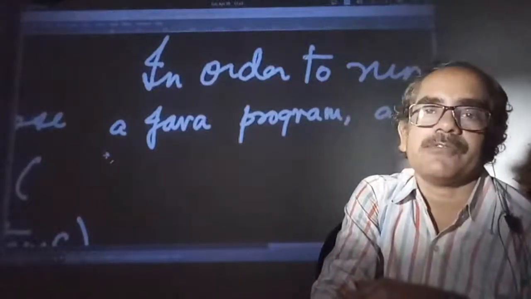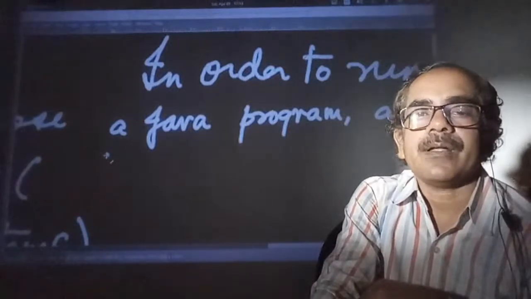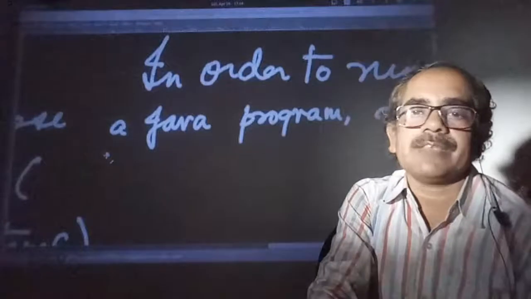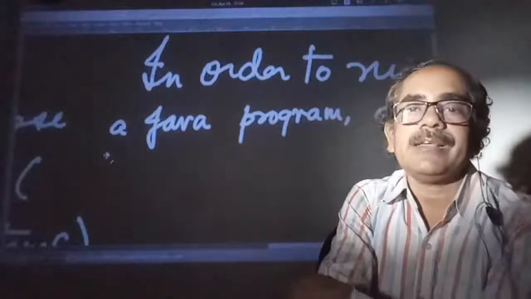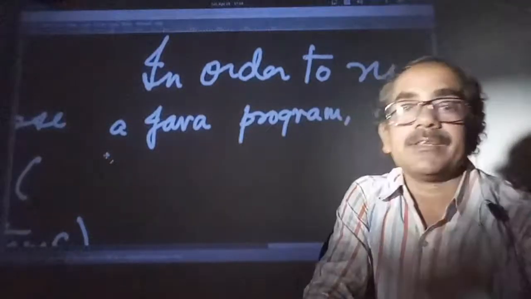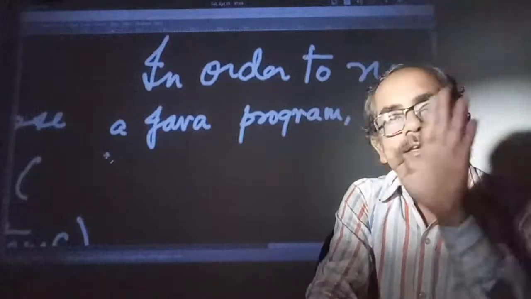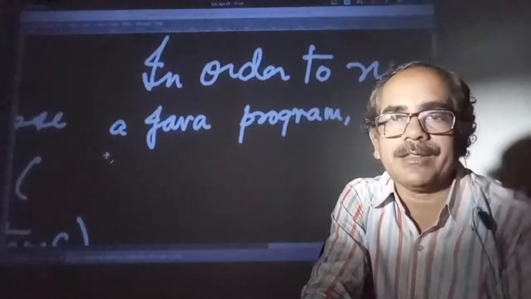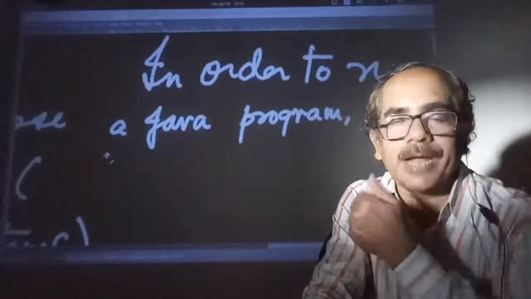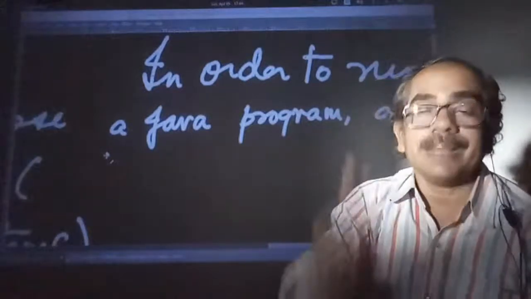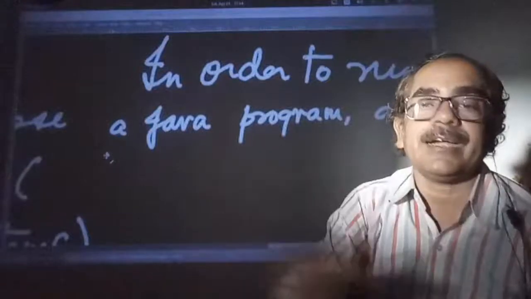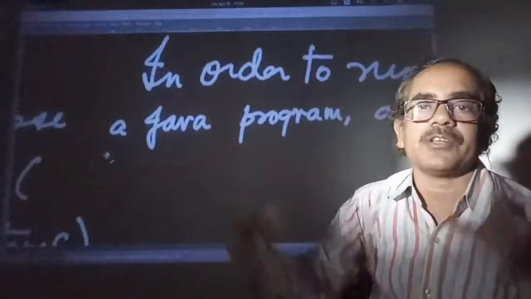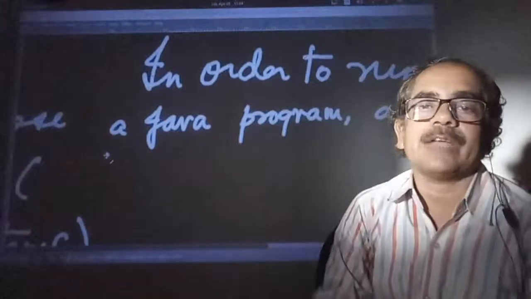IDE is a software that gets connected with Java compiler and JRE and with the text editor also. So in IDE itself, you write the program, you compile the program, you execute the program, everything is done together. That is why it is called integrated development environment. So everything is integrated together, joined together to work at one place.